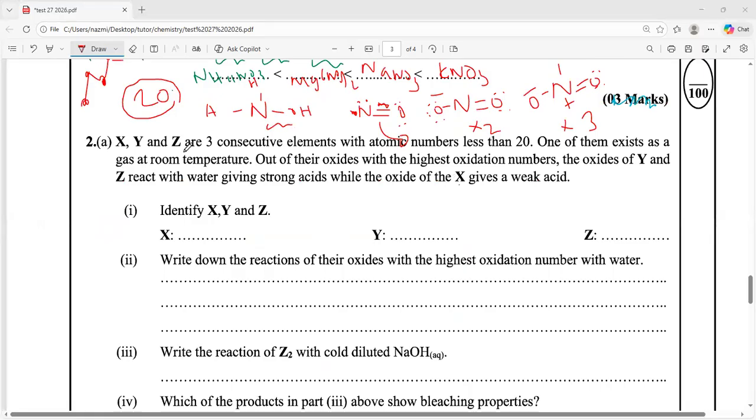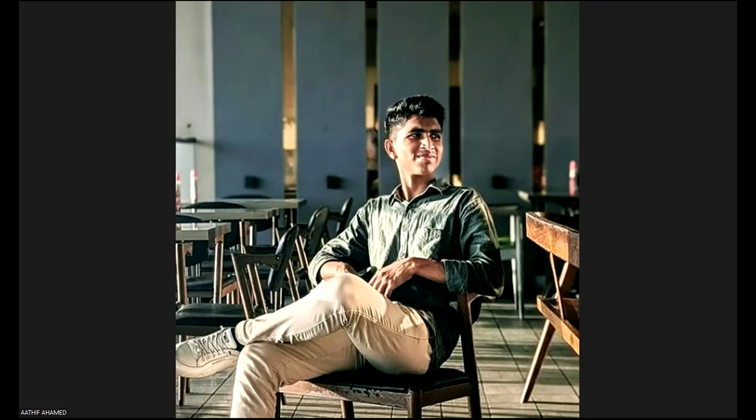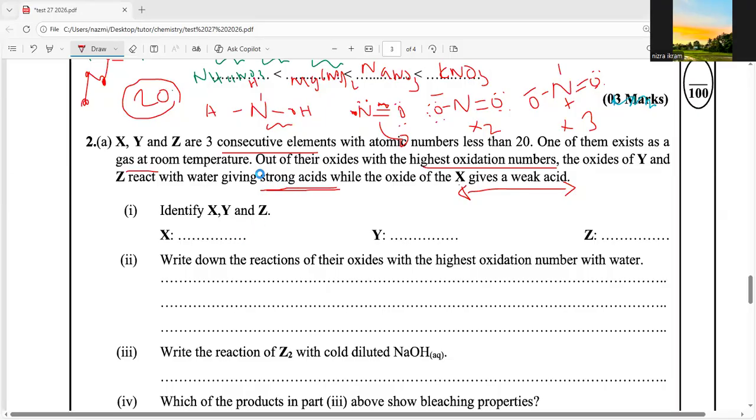One of them exists as a gas at room temperature. They are consecutive, one after the other. Of the oxides with the highest oxidation numbers, the oxides of Y and Z react with water, giving strong acids, while the oxide of X gives a weak acid. So the oxides are reacting with water and giving strong acids. Here we have to identify X, Y, and Z. That's a very good point to identify the element.